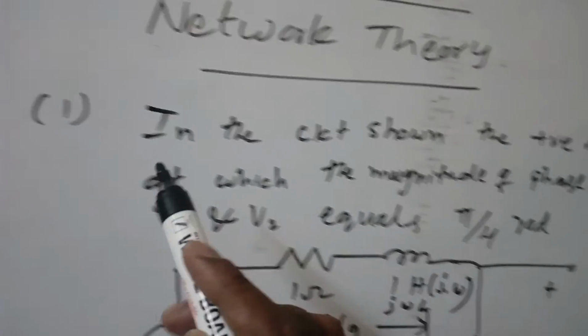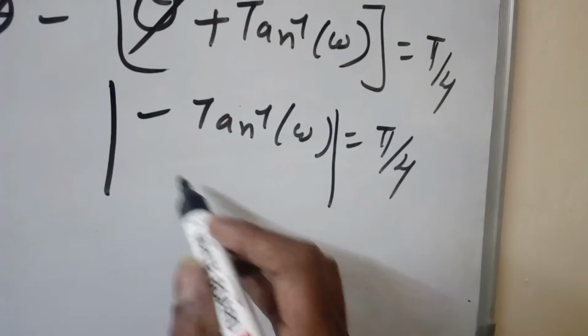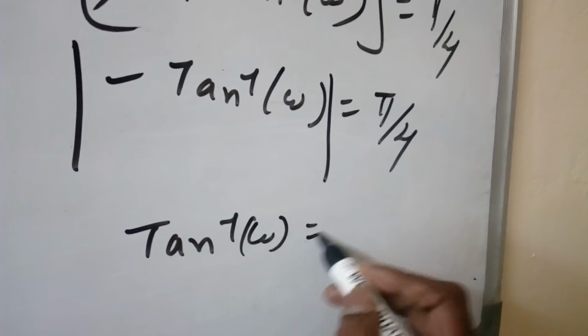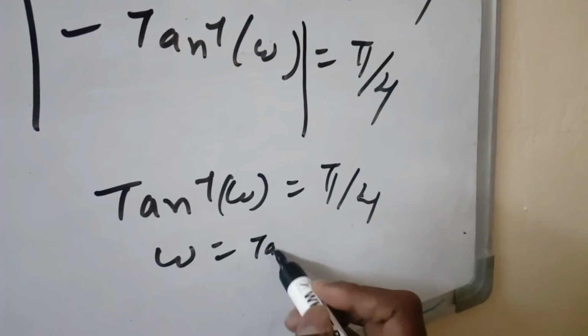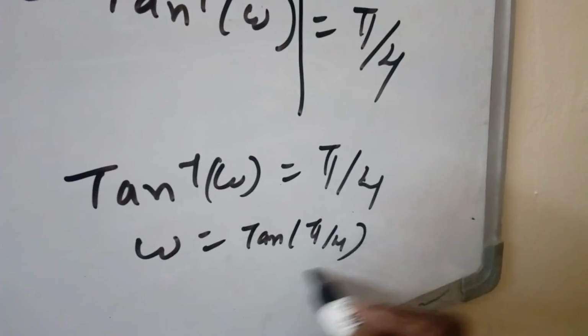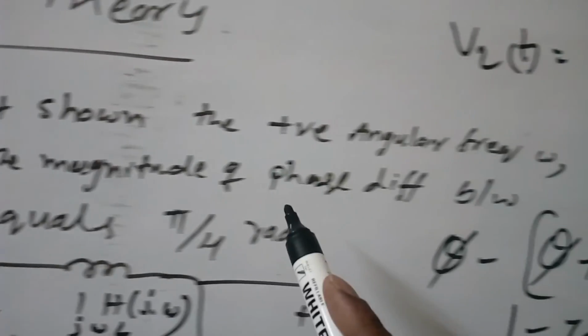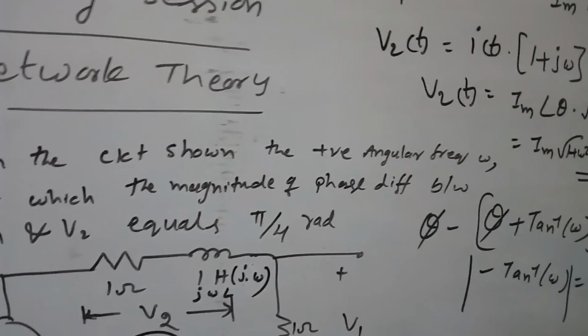But in the question he mentioned the magnitude of the phase difference. So magnitude means we have to take the mod, so the minus becomes plus. So tan inverse omega is equal to pi by 4. So what is omega? Tan pi by 4, that is tan 45 degrees, which is nothing but 1. So omega is equal to 1. Remember, we have to take the magnitude because in the question he mentioned the magnitude of the phase difference between V1 and V2, right? So this is how to do this problem.